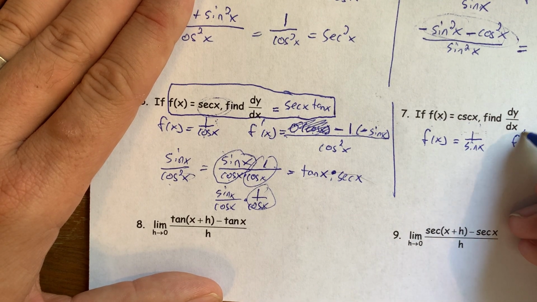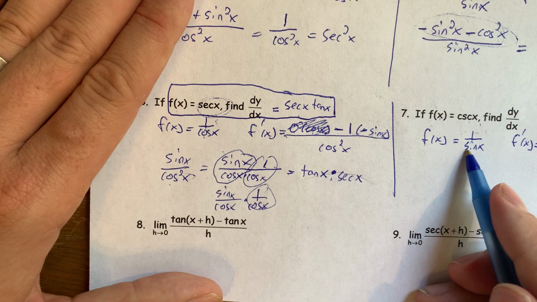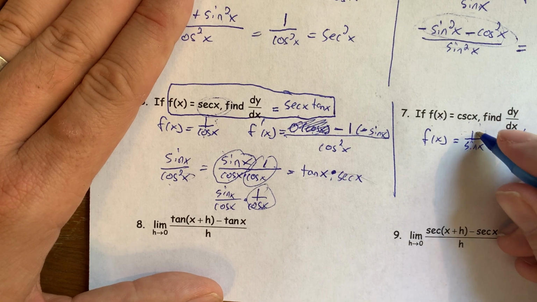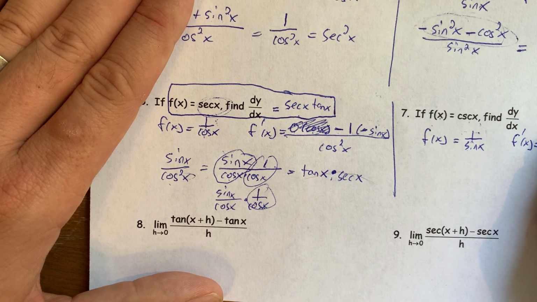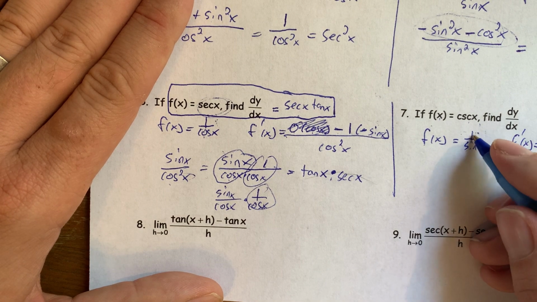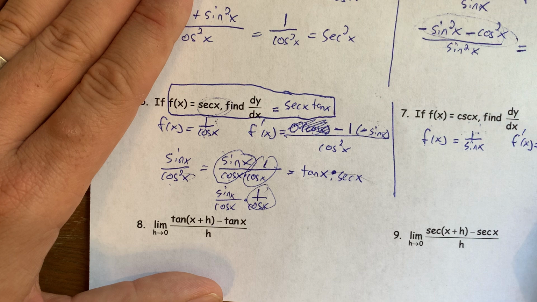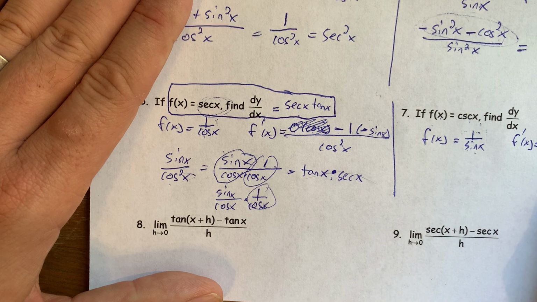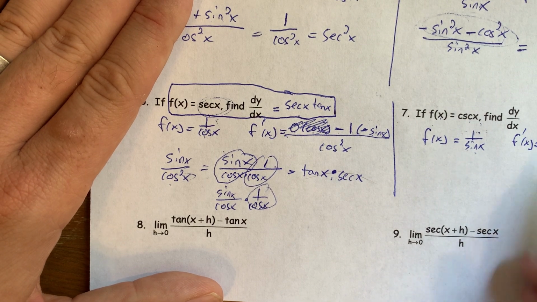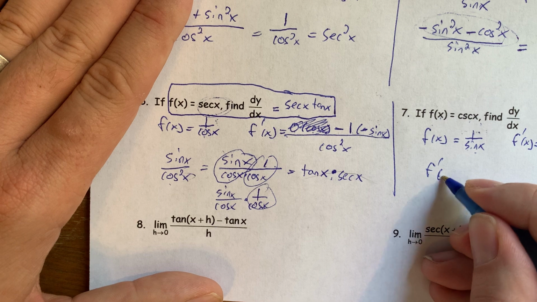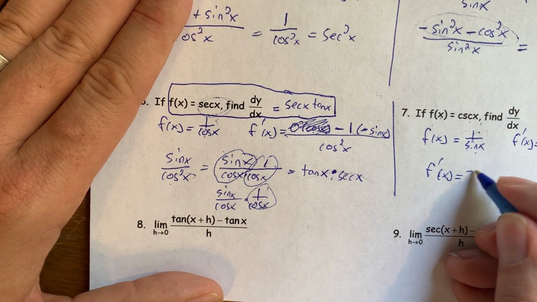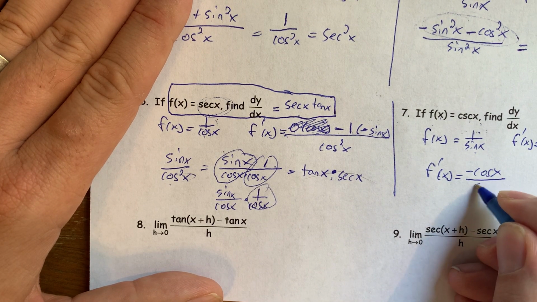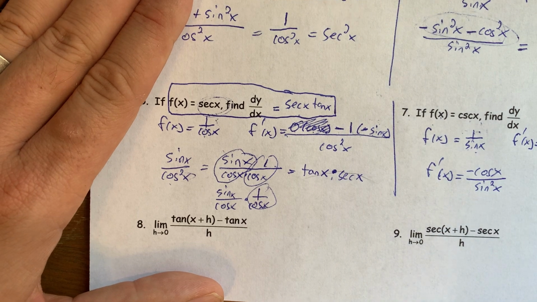And so for the derivative, I need to use the quotient rule. It's the derivative of the top. Derivative of 1 is 0. Constants always have a derivative of 0. Times the bottom left alone, minus, we leave the top alone, times the derivative of the bottom, divided by the bottom squared. And this goes away. We get negative cosine of x over sine squared of x.